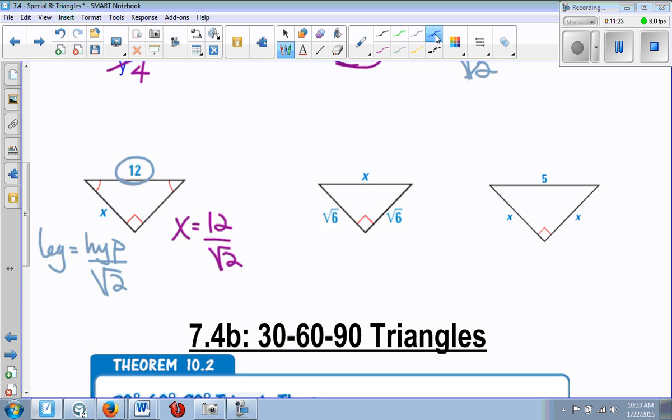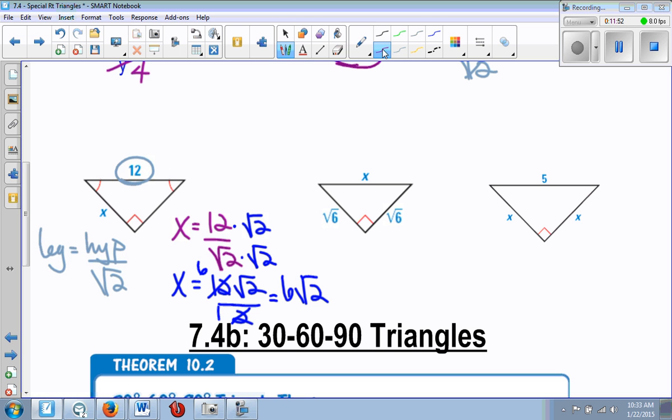We're going to rationalize the denominator by multiplying by root 2, and we would end up with 12 square root of 2 all over 2. Just like on the last slide when we were simplifying, if you can reduce, you have to. The 12 and 2 reduce to 6 and 1, so you're left with a final answer of 6 square root of 2.